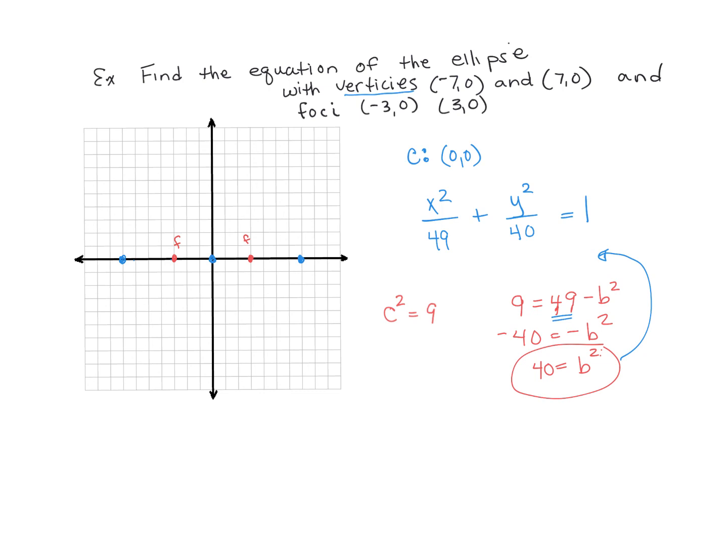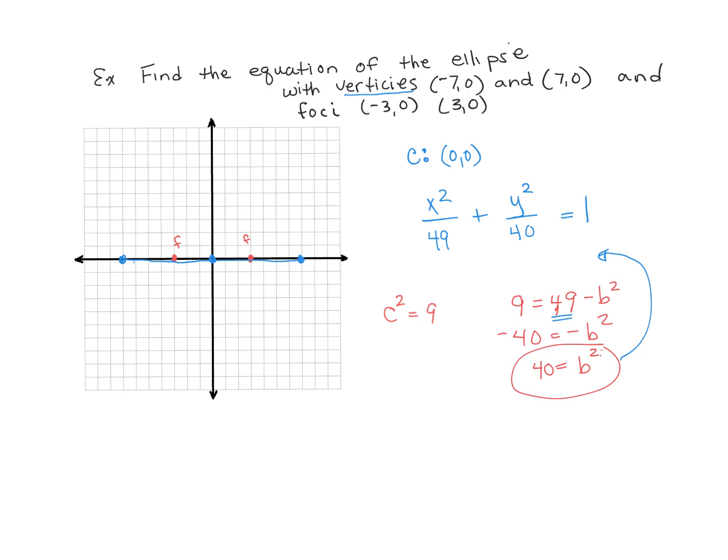Now you might ask how I knew that 49 went here and not where the b is. I know that the 49 is the larger number because this is my major axis. This axis here is my major axis. And if I had done it the other way, I would have noticed that I had a b squared equaling a negative number.